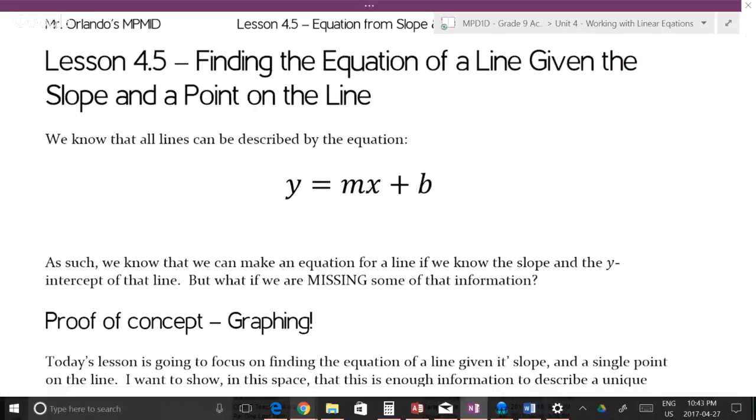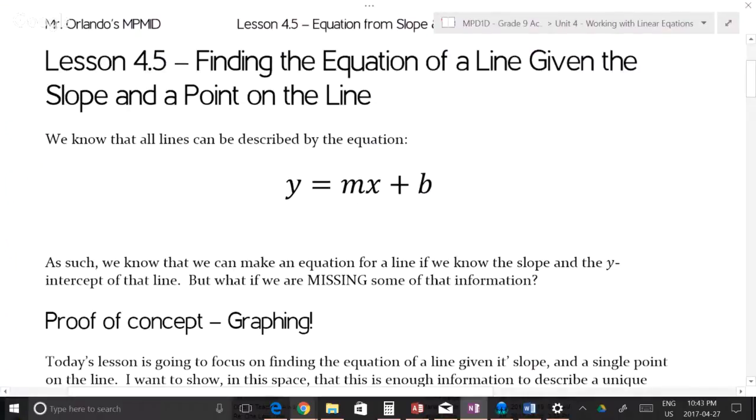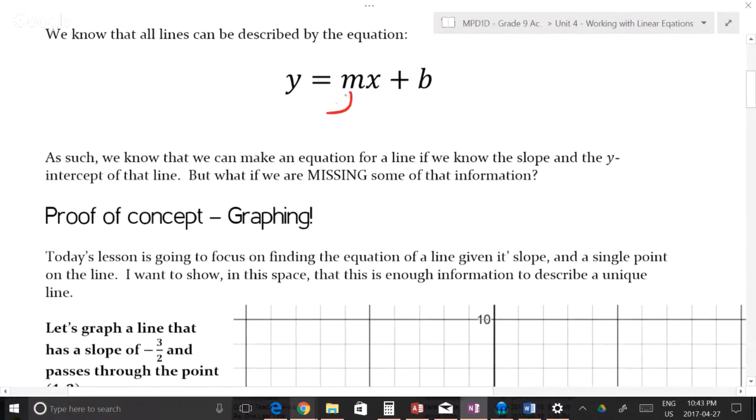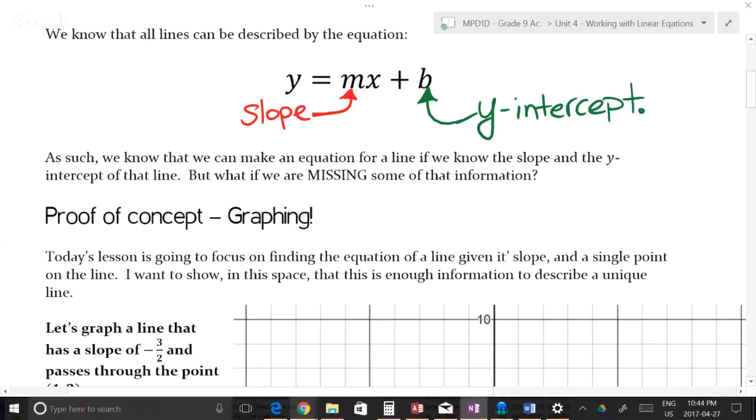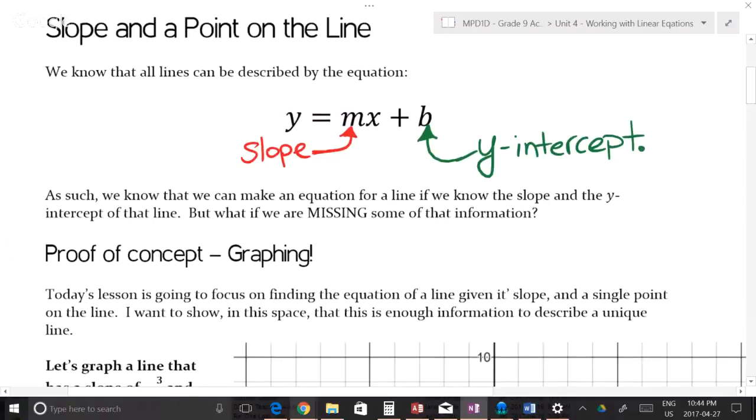Now, it should come as no surprise that we know that we can define any line using the equation y equals mx plus b. And in this case, m equals, Maddie, I'm going to assume you said slope. If you didn't say slope, you should have. But if you didn't, that's okay. This is how we learn. And b is equal to, all right, Krish, I know you've had your hand up since I started drawing the green arrow. B is, that's right, the y-intercept. So we know that if we have a slope and a y-intercept, that's more than enough information to graph.